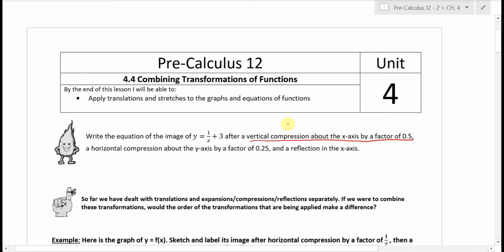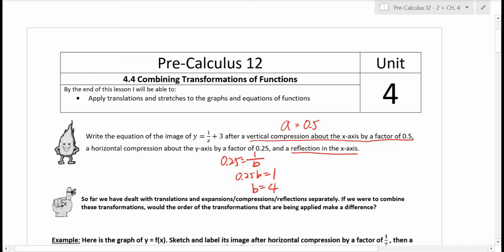So if it's a vertical compression, remember this is about a, and it's just going to be 0.5 because it's a compression by a factor of 0.5. Horizontal compression by a factor of 0.25. So this means, again, B will be, if you recall, the factor should equal 1 over B. Then you can solve for B. That's 0.25. B equals 1. Divide both sides by 0.25. 1 divided by 0.25 is 4, so B is 4.